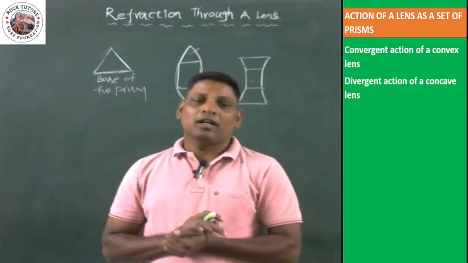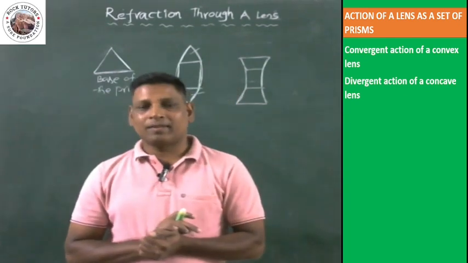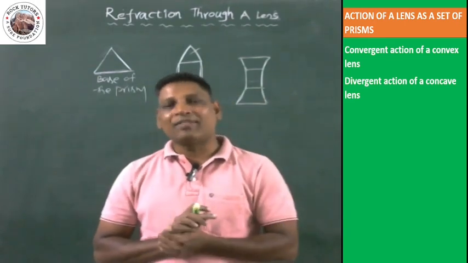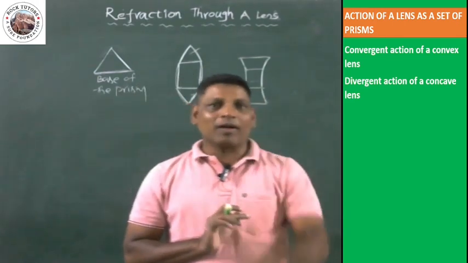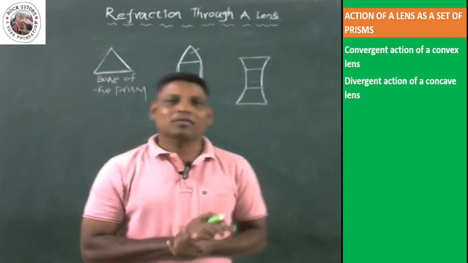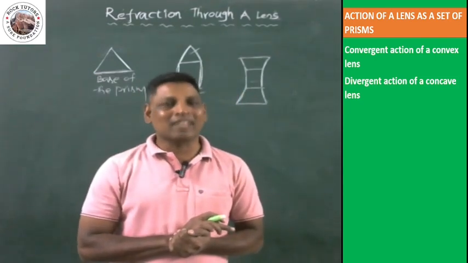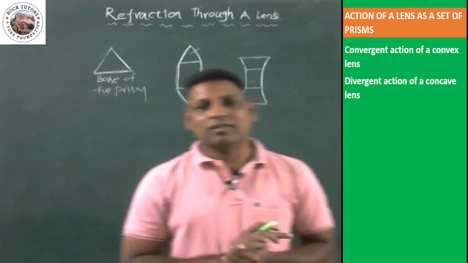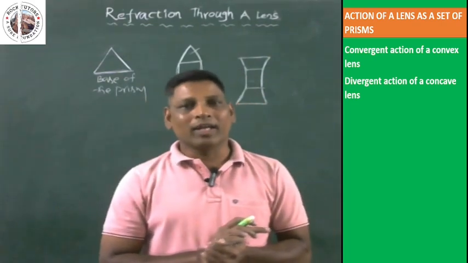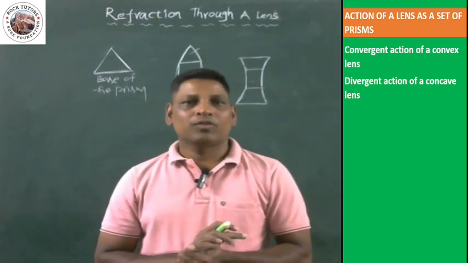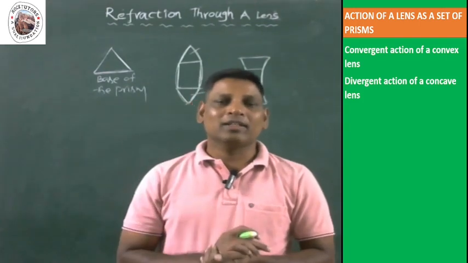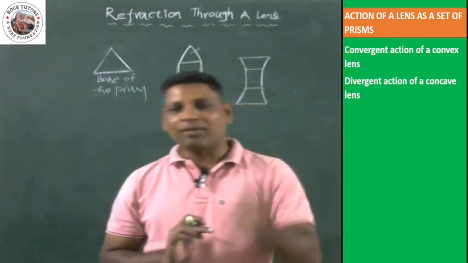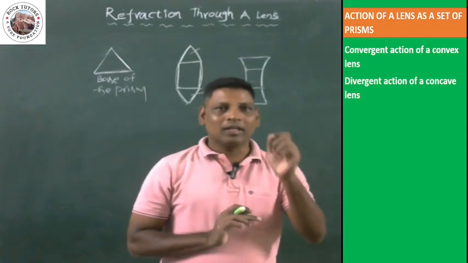Before we discuss the convergent action of a convex lens, let's do a small activity. Through that activity we can understand this point. We can understand the convergent action of a convex lens by doing the activity, so we can understand this concept very easily. So now I will do an activity. Please observe carefully.